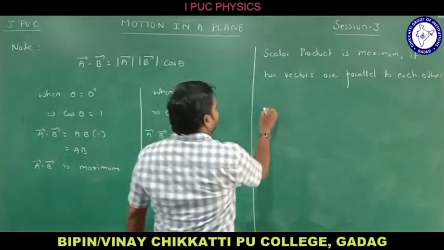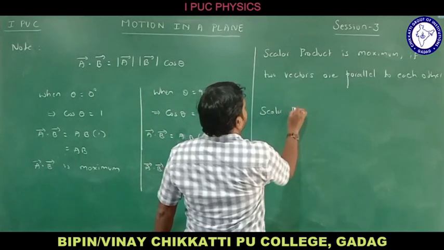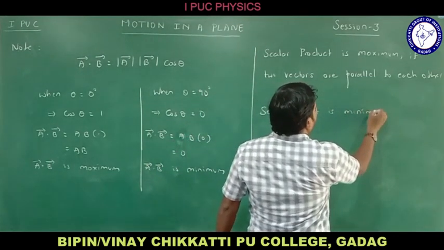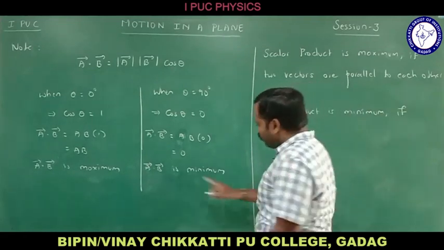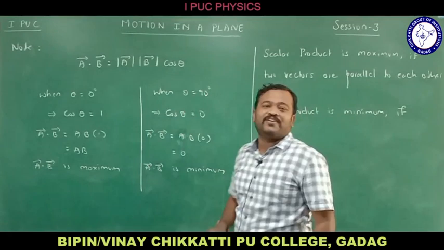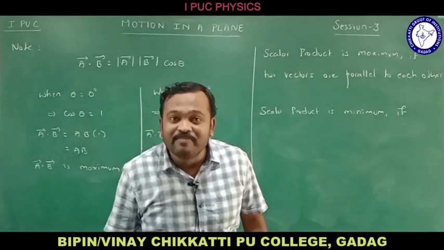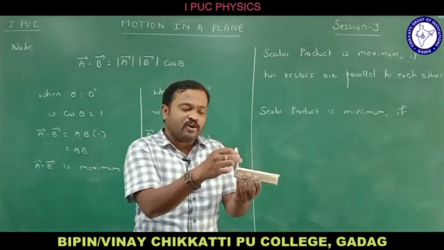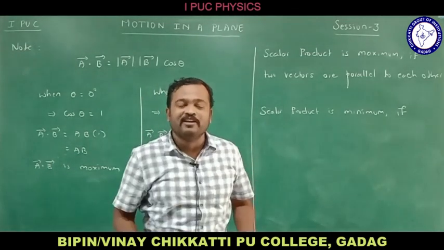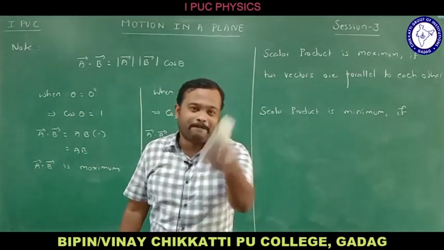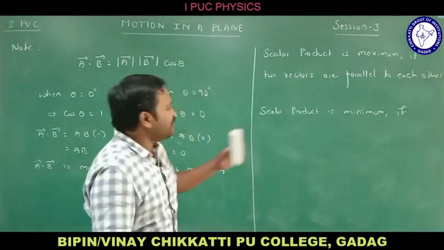Let me write, when is scalar product minimum? Scalar product is minimum when theta equal to 90 degree. What is theta? Angle between A and B. If A is like this, if B is like this, what is the angle between A and B here? 90 degree. Means how the two vectors must be? The two vectors must be perpendicular to each other. Then only it is minimum, right?